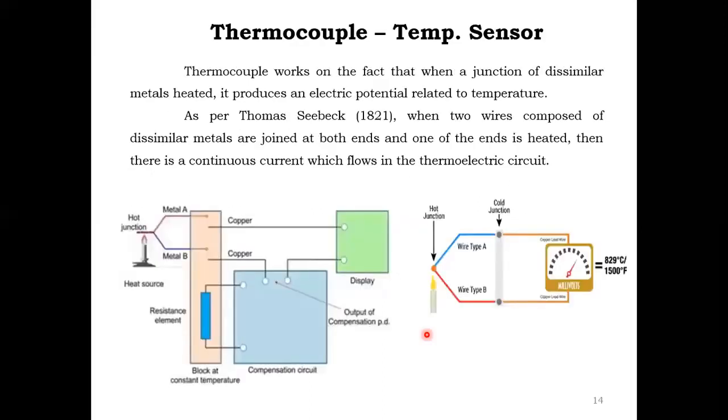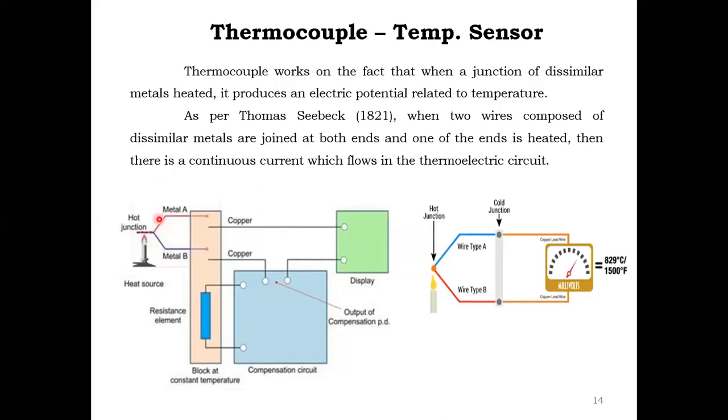So the next one is the thermocouple temperature sensor. Thermocouples work on the fact that when a junction of dissimilar metals is heated, it produces an electrical potential related to the temperature. As per Seebeck's effect, when two wires composed of dissimilar materials are joined at both ends and one of the ends is heated, then a continuous current flows in the thermoelectric circuit. Here they are using two types of metal to identify the temperature.